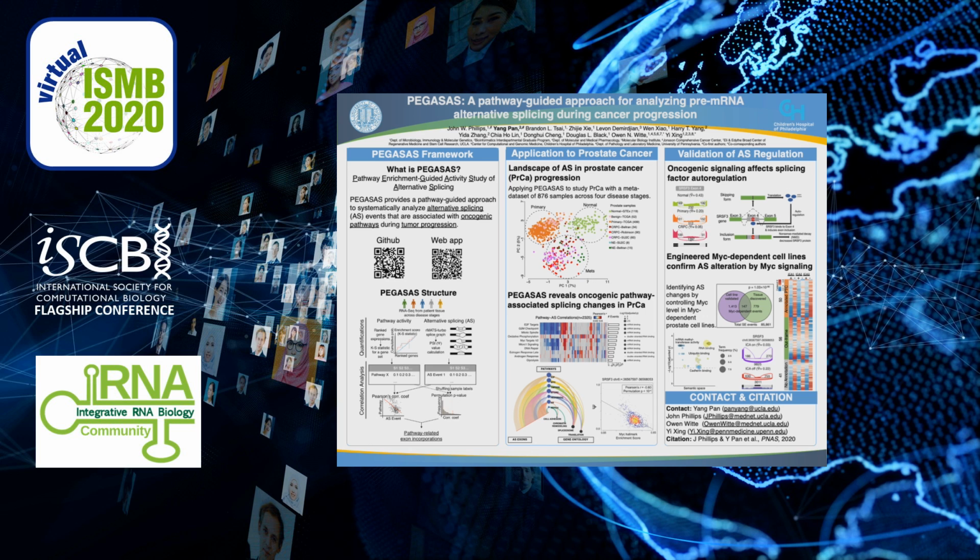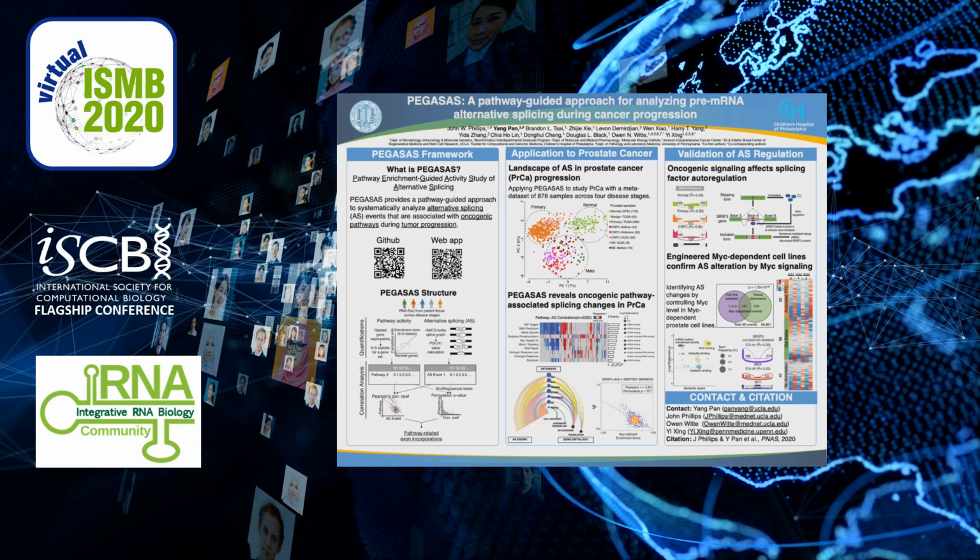After we developed the tool and several steps of evaluation, we applied it to a data set we compiled of prostate cancer. It's a very comprehensive data set with nearly 900 samples from different sources. In the PCA plot in the middle, you can see that samples were able to cluster by their disease stage using the splicing information.